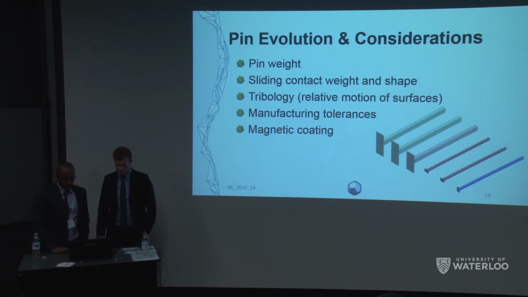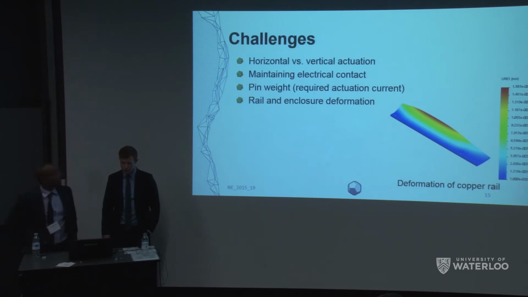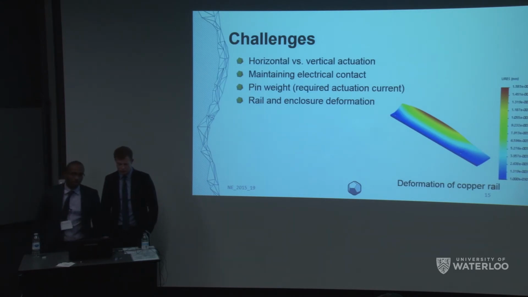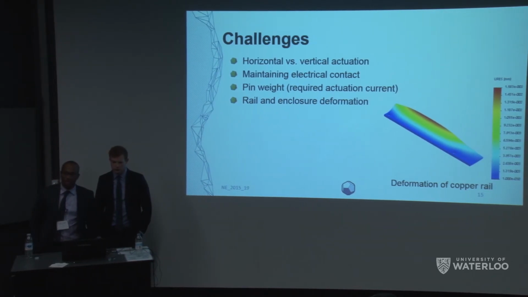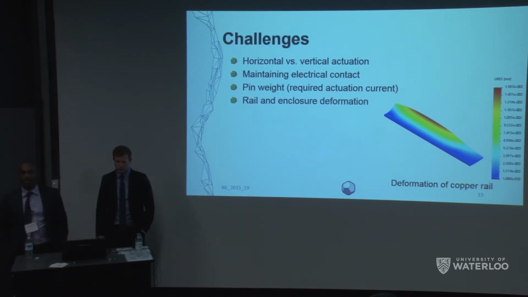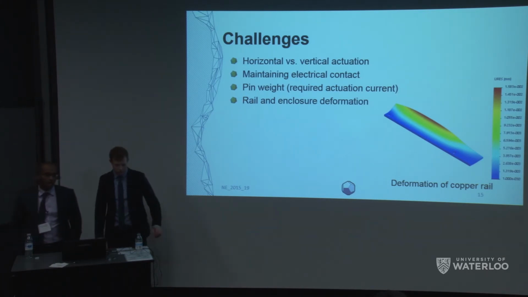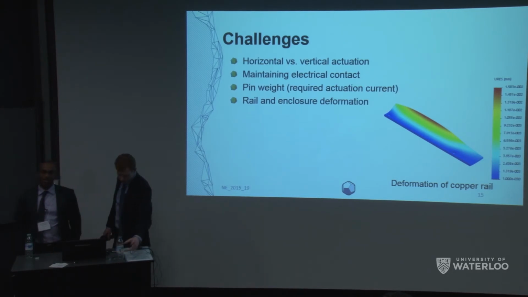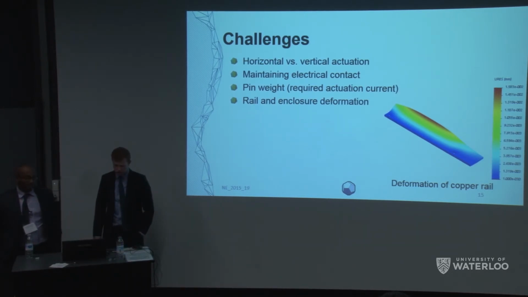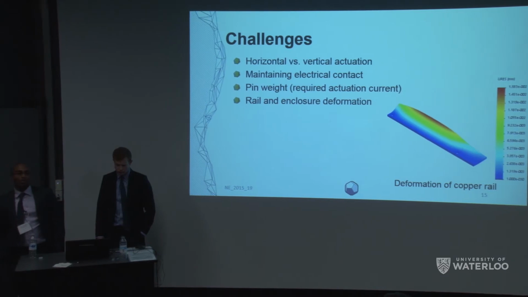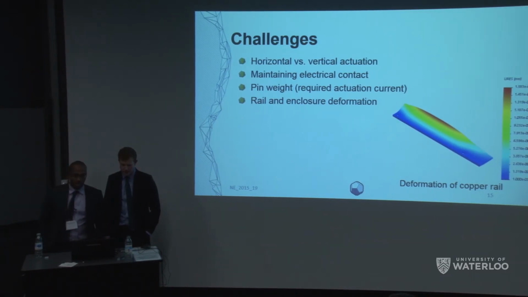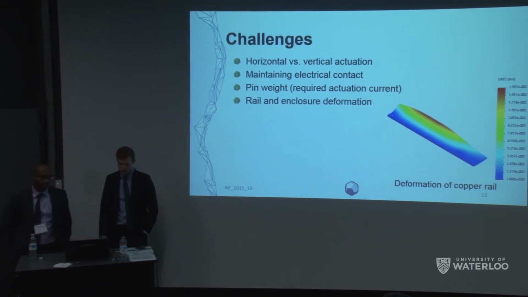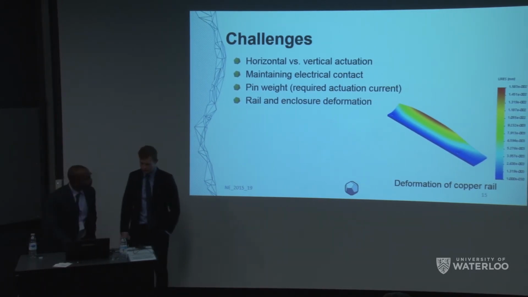Yep. So just further talking about the challenges that we had, like Aidan said in the beginning, our goal was to make a vertical actuation, but due to the contact between the contact that's providing the current and the wire, we ended up going for 45 degrees, which maximizes the amount of contact that we had and not having too much friction, which was the case in the horizontal. The pin weight, as he said, we really decreased the pin weight.